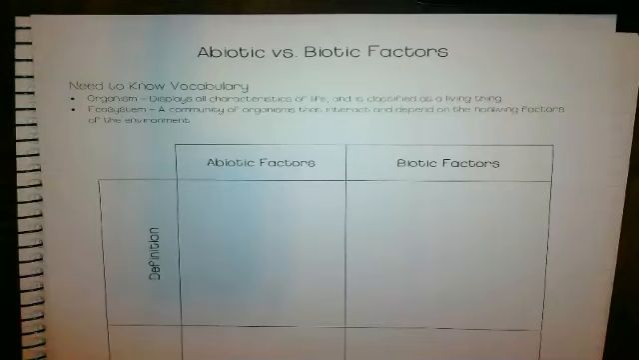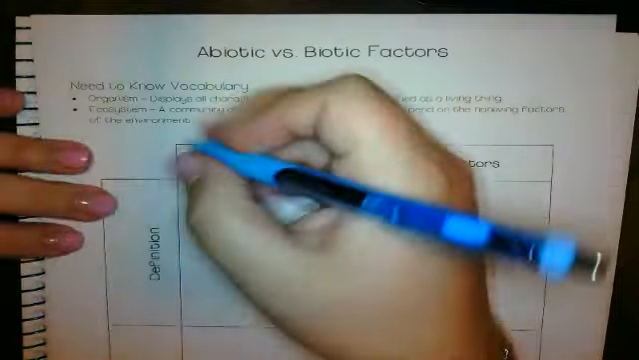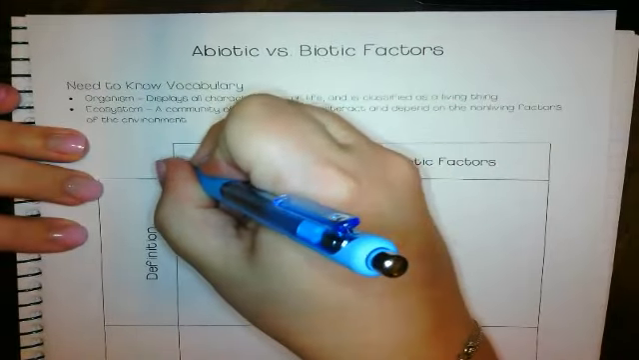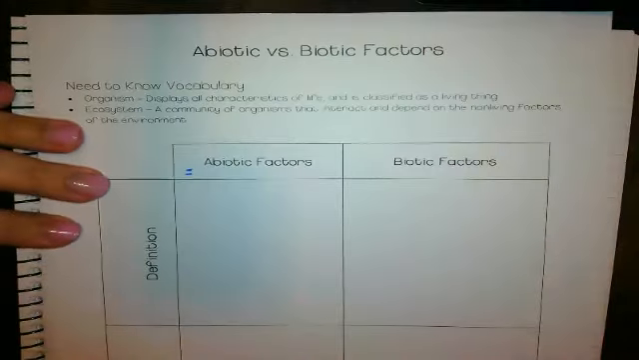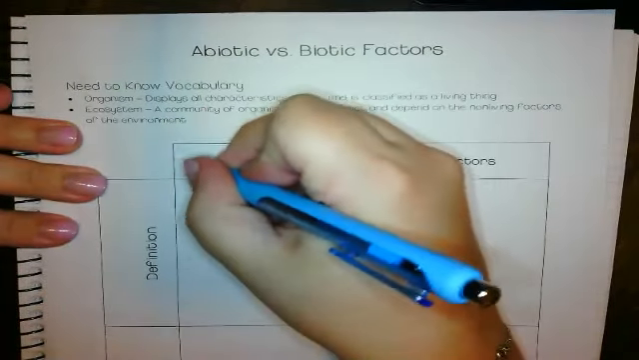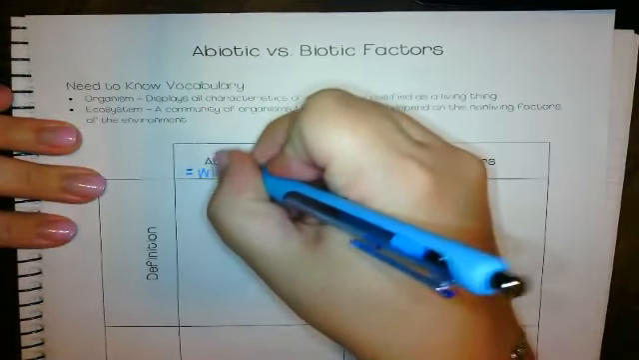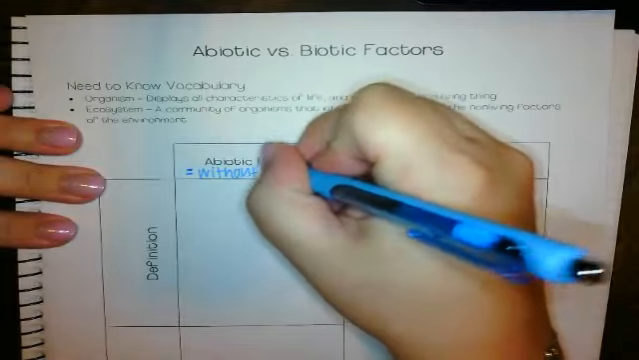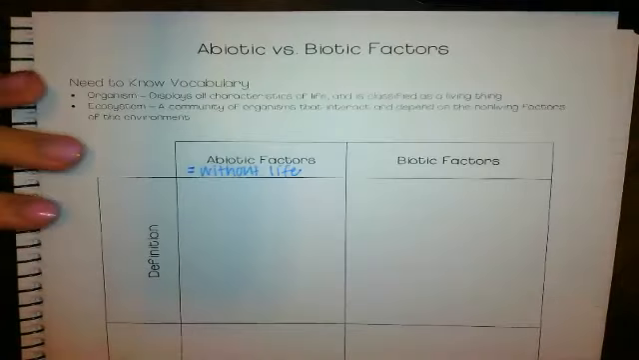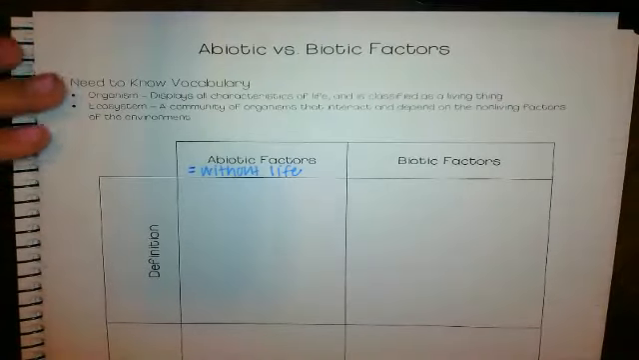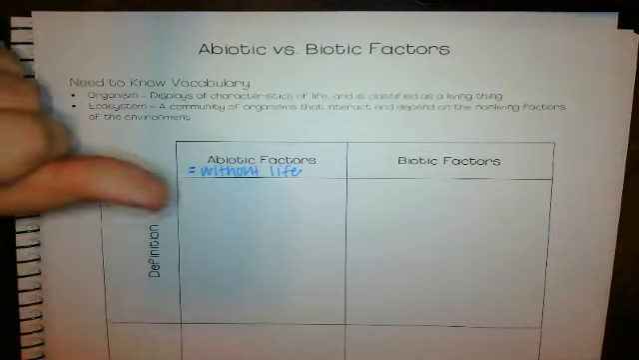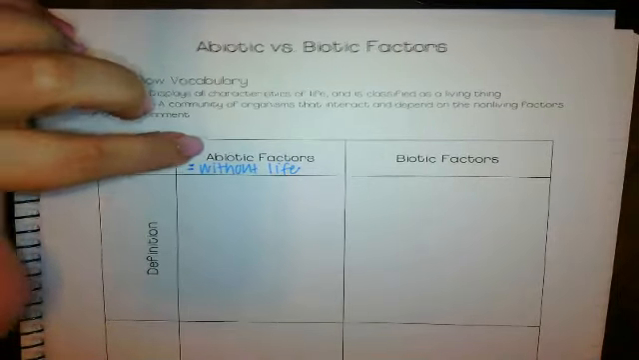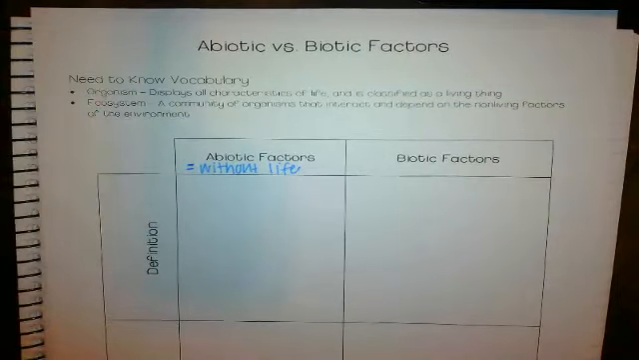The first thing you need to do in this box is write a hint phrase for yourself. We're going to write it up in this top box. I'm going to write equals without life. Without life. That should be the first thing you think of when you see the term abiotic. Abiotic means without life. But we're going to take it one step further than that.